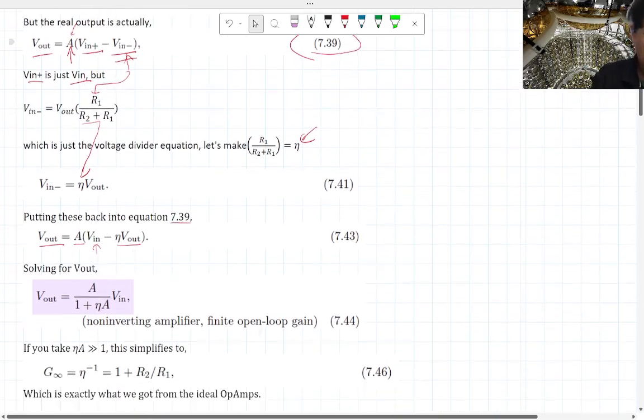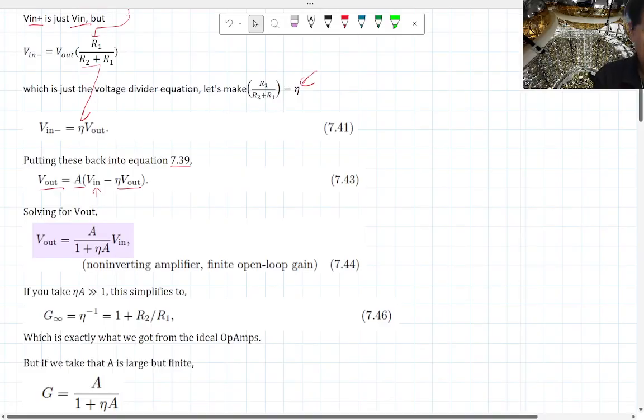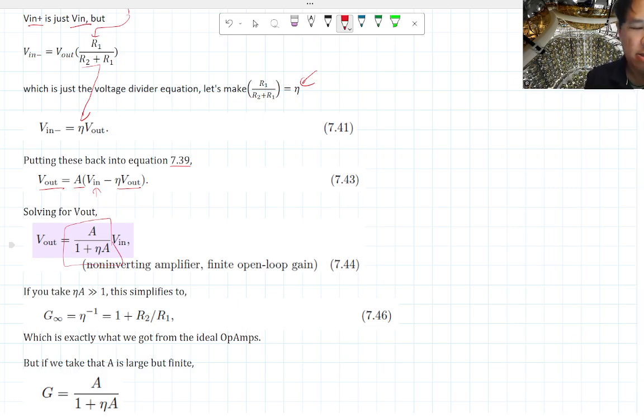Okay, solving this for Vout is just a couple of steps of algebra. You're going to find that the actual gain is A over 1 plus eta times A. Okay, so that's kind of nice, right? If we make eta times A much bigger than 1, meaning we're taking the limit as A goes to infinity, with this high gain approximation that we keep using when we're doing our op-amp analysis.